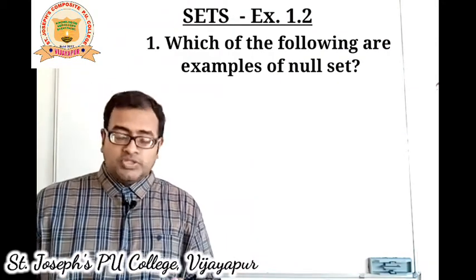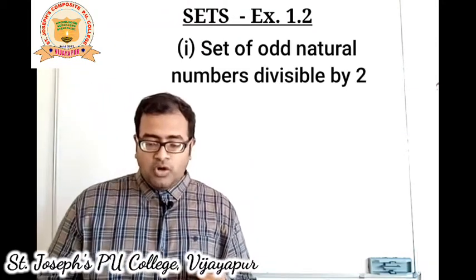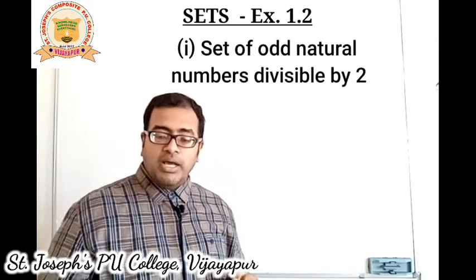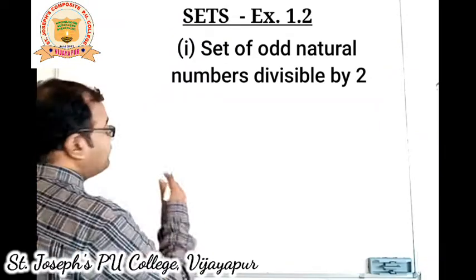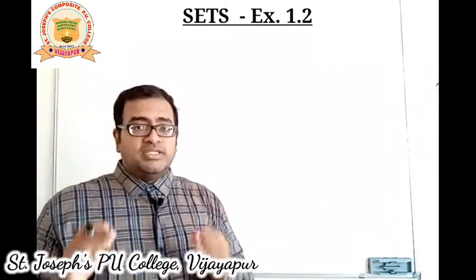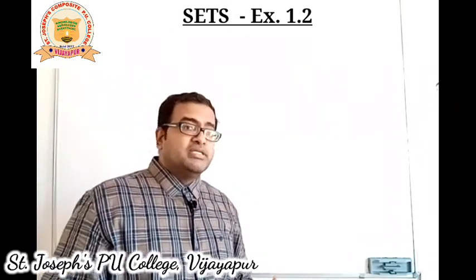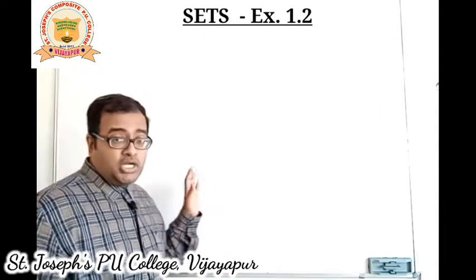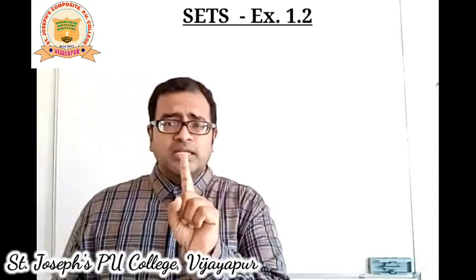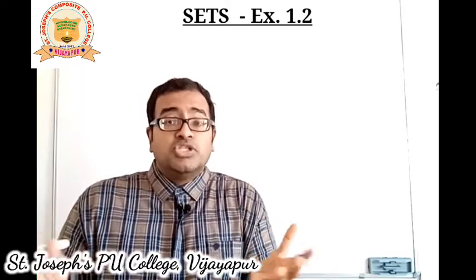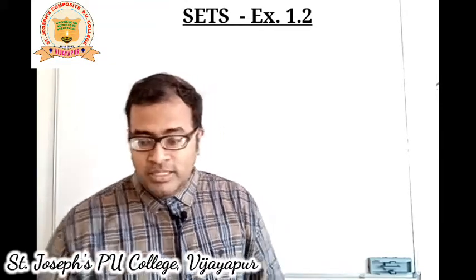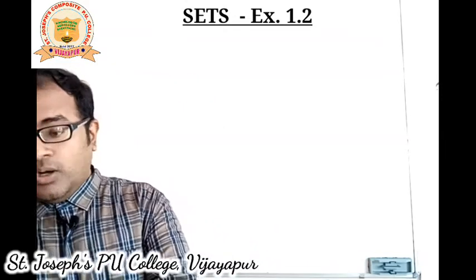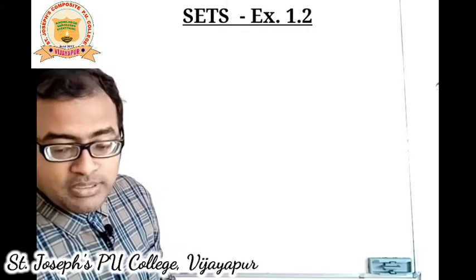In that, the first sub question is: set of odd natural numbers divisible by 2. Let us check if we can write the elements of this set. If you can write the elements, that means it is not null. Even if a single element exists, like for example 0, then it is an element, so if one element exists, then it is not null. Fine. So they are asking you odd natural numbers divisible by 2.